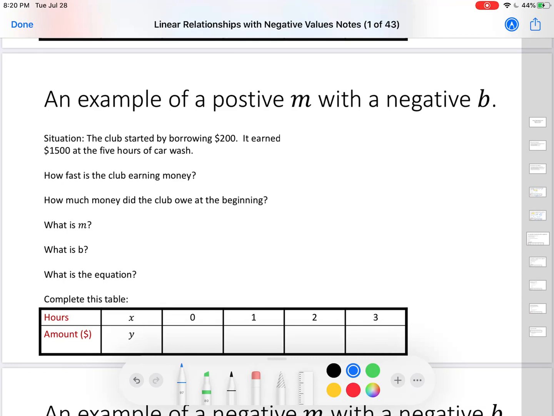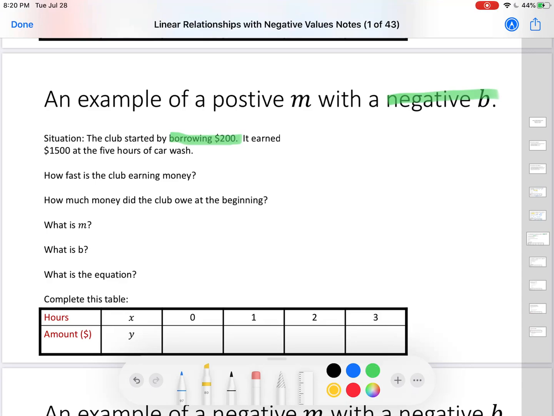Okay, so what if we have an example with a positive M and a negative B? So here's the example. The club started by borrowing $200. Borrowing is negative. It gets you into debt. You have to pay off the debt to reach the point where you don't owe any more money. When you don't owe any money, you're at $0. If you borrow money, you are now at negative 200. So this is a negative B.